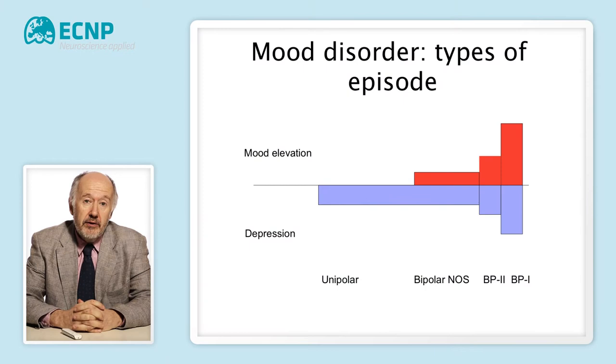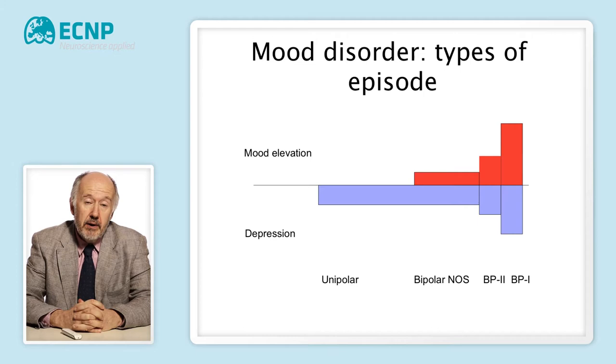I'm going to talk to you today about bipolar depression. Now, bipolar depression is defined paradoxically by the fact that it's depression that occurs in association with mood elevation. This slide shows you that there is a spectrum of problems relating to mood elevation. On the left of this slide, you see patients who are unipolar, who experience only depression and never mood elevation.